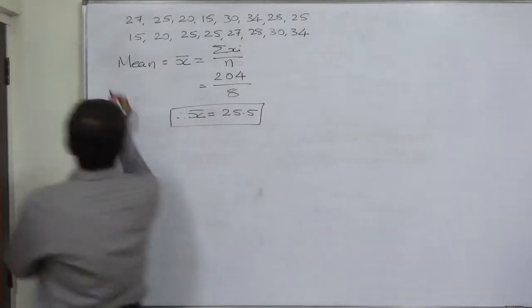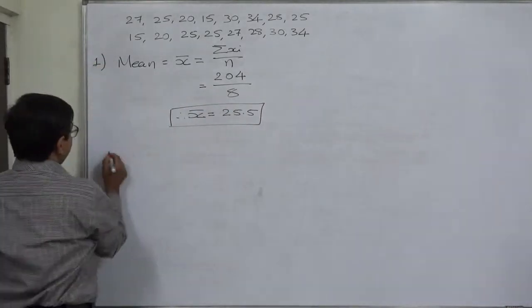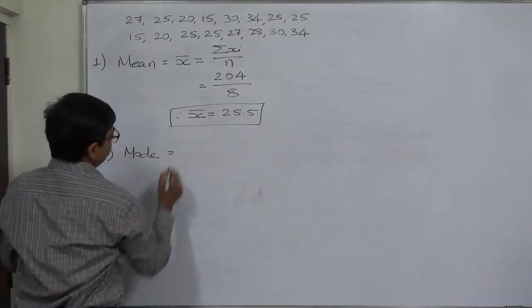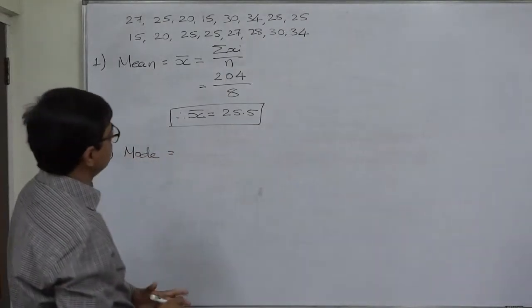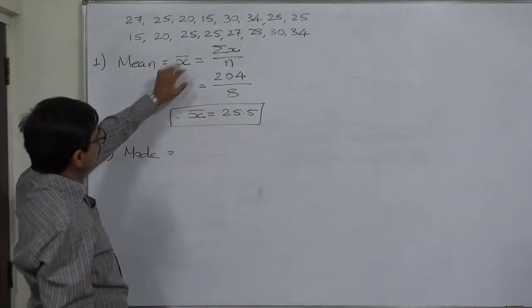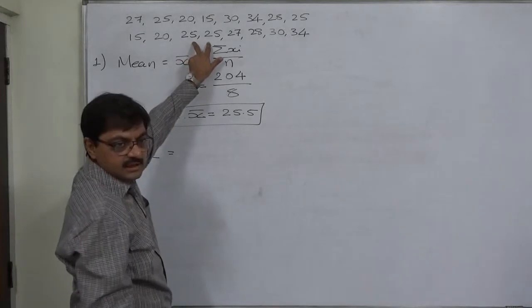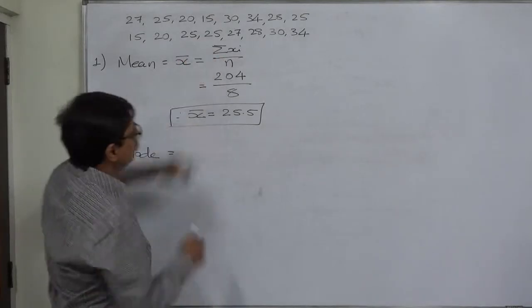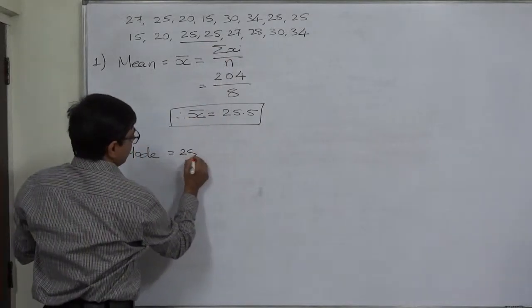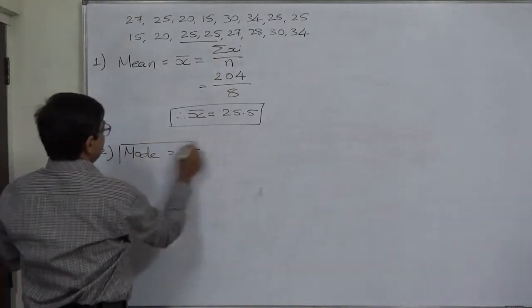Now let us decide the value of the mode of this data. Mode is the data value which repeats itself the most number of times. Here in this case only 25 is the repeating data value. So 25 becomes the mode of this data. Mode is 25.